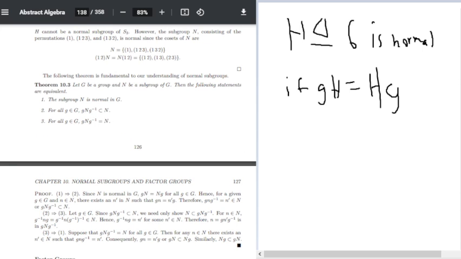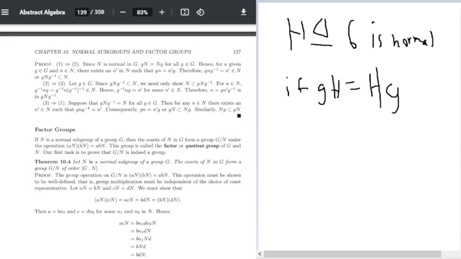3 implies 1. So we're going to be showing that if these are equal, then the subgroup N is normal. Suppose that gNg^-1 equals N for all g in G. Then for any n, there exists an n' such that gng^-1 equals n'. Consequently, gn equals n'g, or gN is a subset of Ng. Similarly, Ng is a subset of gN.